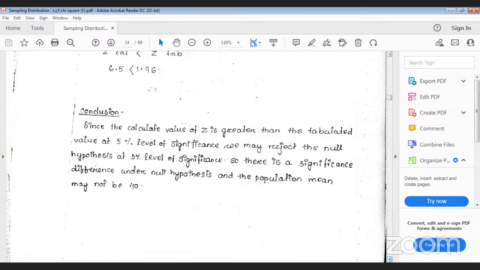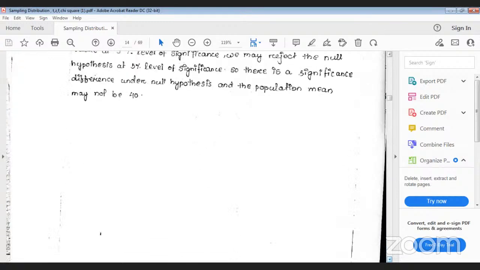So for this particular problem, the calculated value of Z is greater than the tabulated value at 5% level of significance. So we may reject the null hypothesis, and it means there is a significant difference; under the null hypothesis the population mean may not be 40. That means we are rejecting that one, because we had taken the population mean equal to 40, which is not correct. It may not be 40.